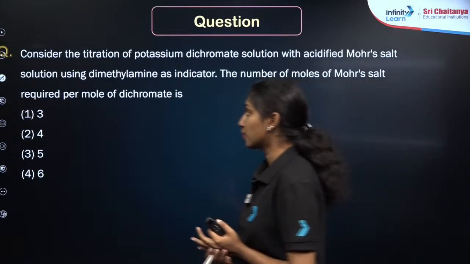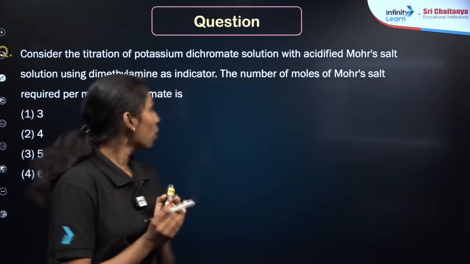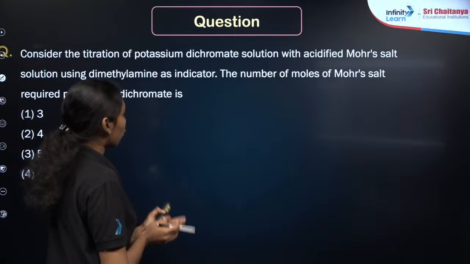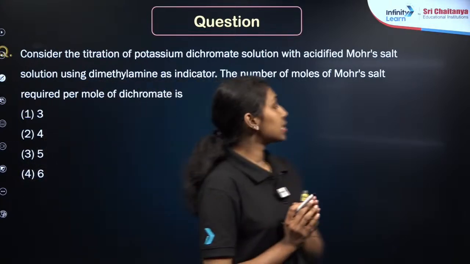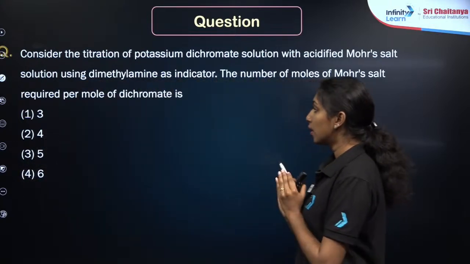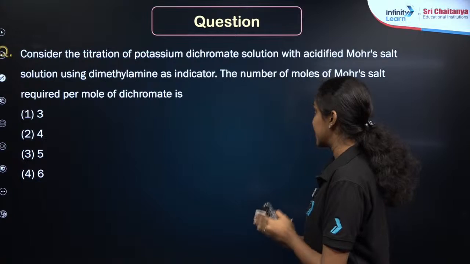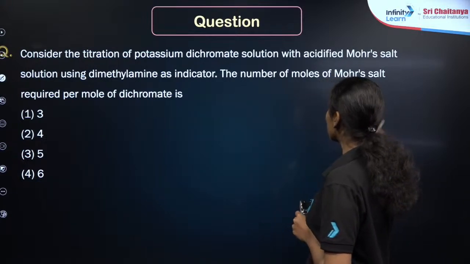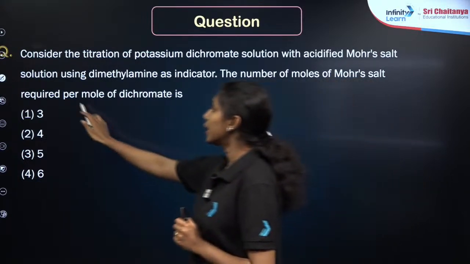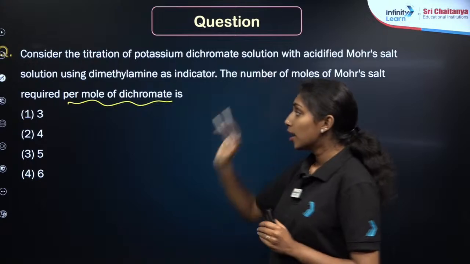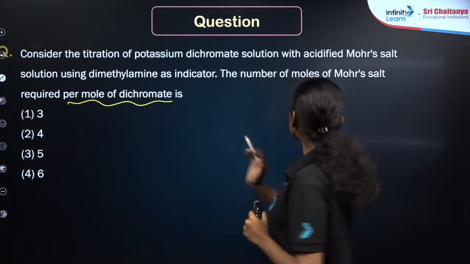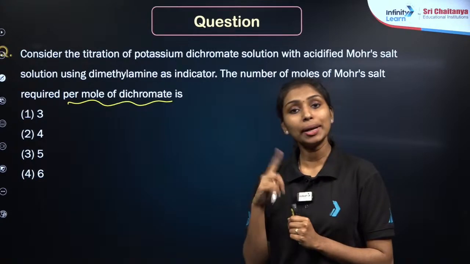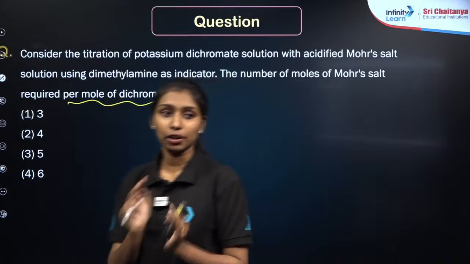Okay, here is the next question for you. Consider the titration of potassium dichromate solution with acidified Mohr's salt using diphenylamine as indicator. What will be the number of moles of Mohr's salt required per mole of dichromate? Which means, how many moles of Mohr's salt is required for 1 mole of dichromate in the case of dichromate titration?